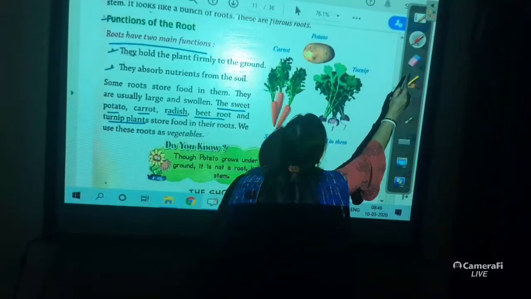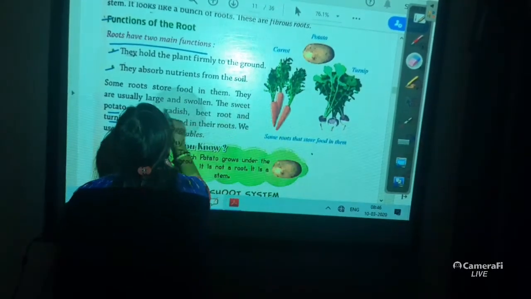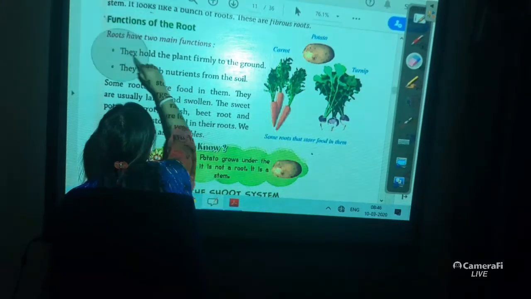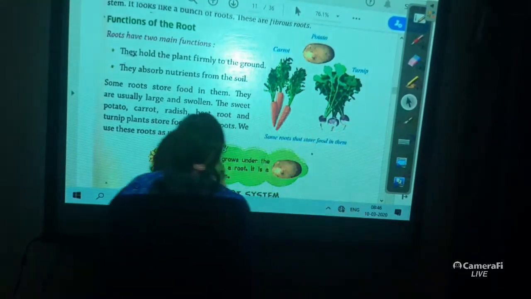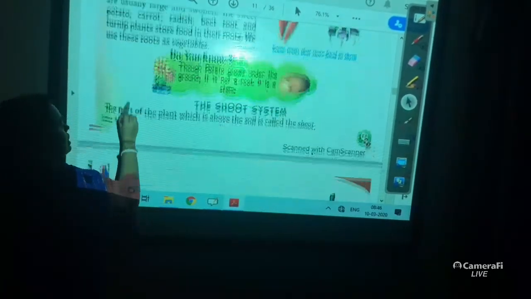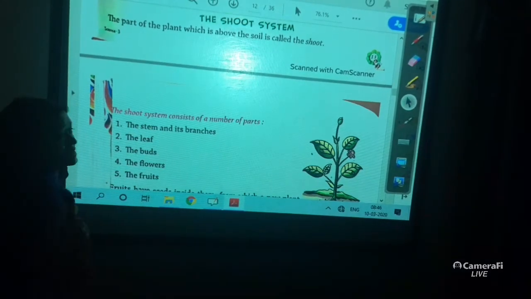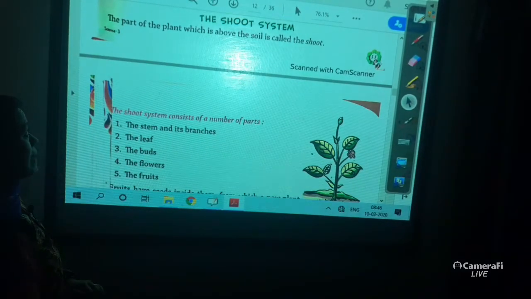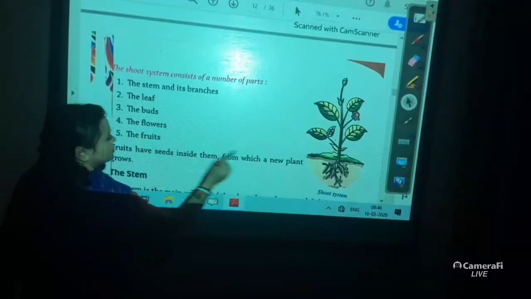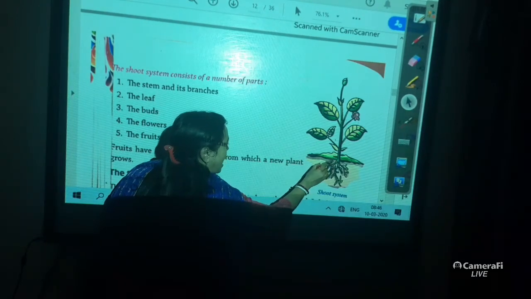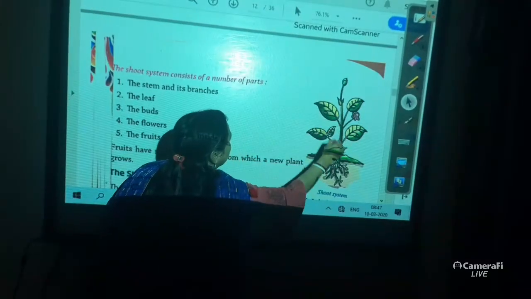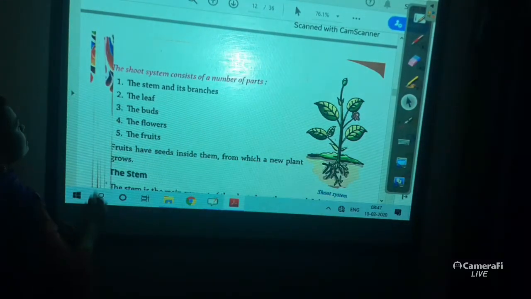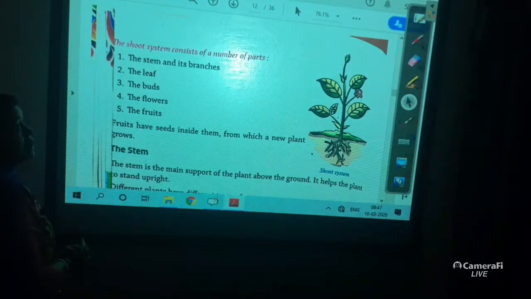Okay, now we will learn about the shoot system. So I hope the root system is clear to all of you. Now the shoot system. So what is the shoot system? The part of the plant which is above the soil, जो मिट्टी के ऊपर में रहता है. See the picture. This is root, underground. And above the ground, this whole portion is known as the shoot system. The shoot system consists of a number of parts.